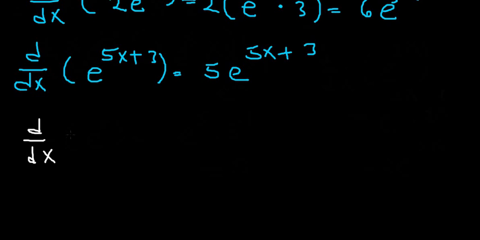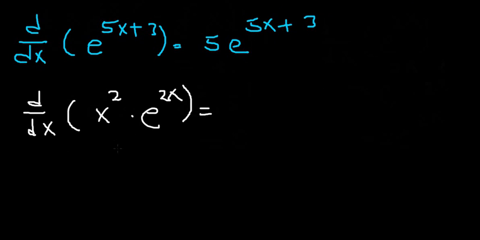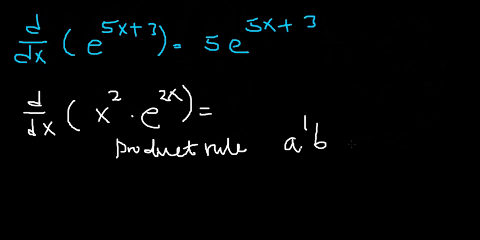The derivative of x squared e raised to 2x. So what are we supposed to do to work out the derivative of such a function? So we are supposed to use the product rule to find the derivative of this example. So the product rule is supposed to be a prime b plus a b prime.